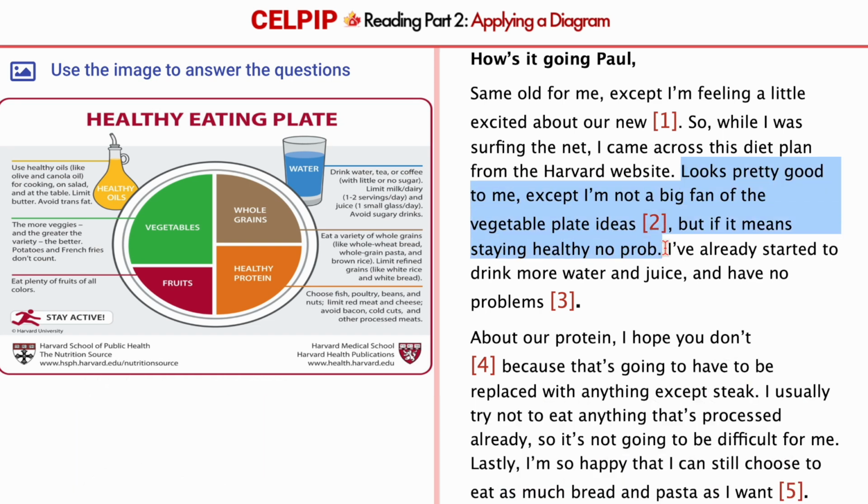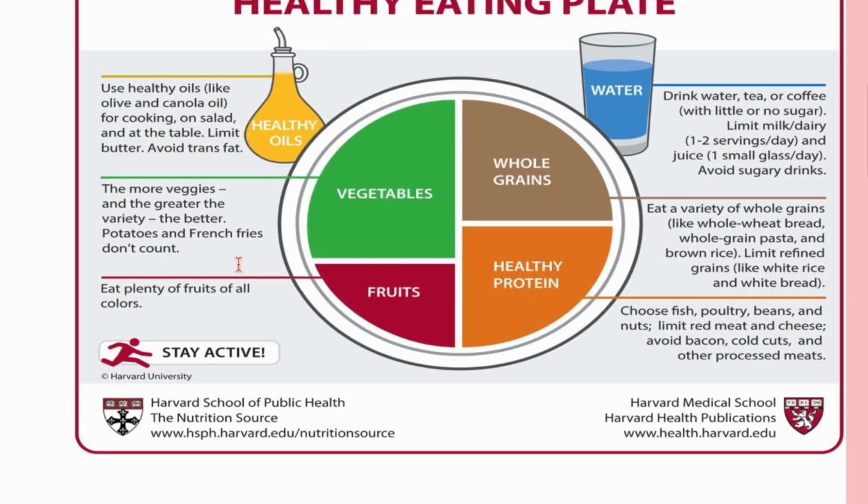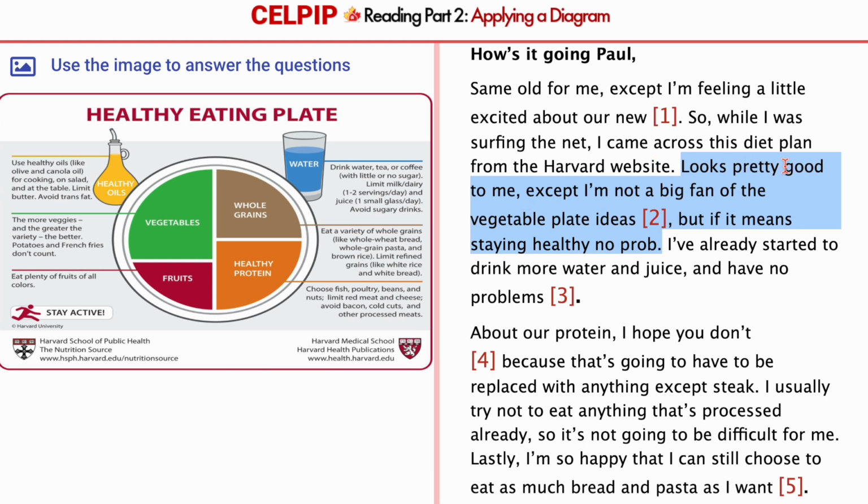So it's talking about the vegetable plate ideas. Let's read that. I'm going to zoom in here to read it better. The more veggies and the greater the variety, the better. Potatoes and French fries don't count. So what could that mean for this one? Let's look at the options. I'm not a fan of the vegetable plate. So I don't like the vegetable plates. Why not?